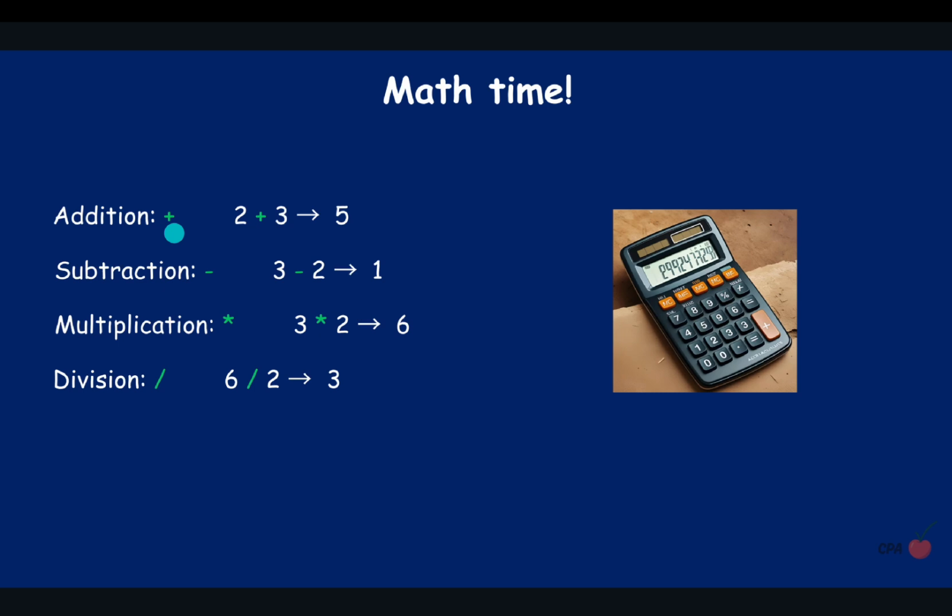So the addition operator, plus sign, so 2 plus 3 is 5, subtraction sign, multiplication, and division. These are very simple, and Python does the same as your calculator would do.